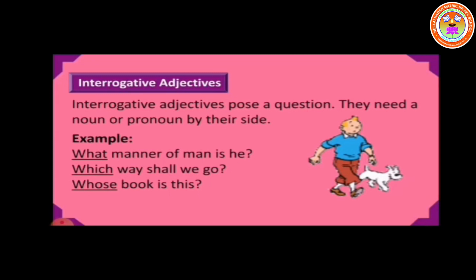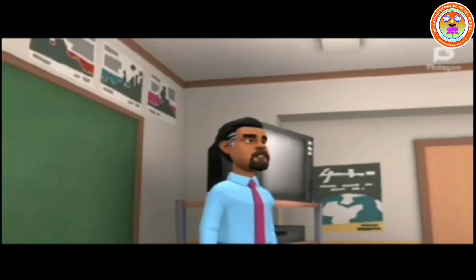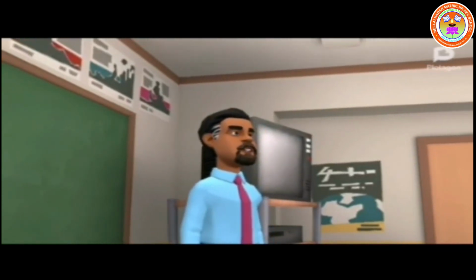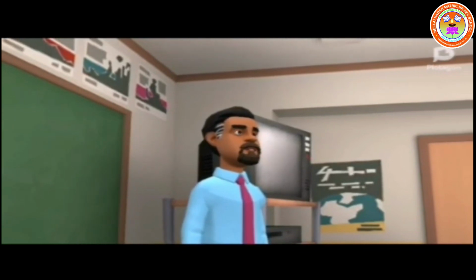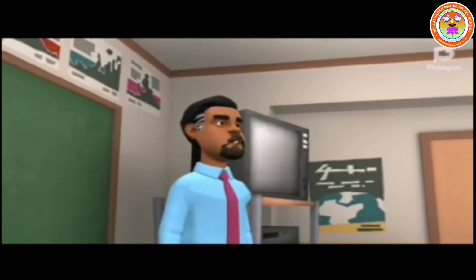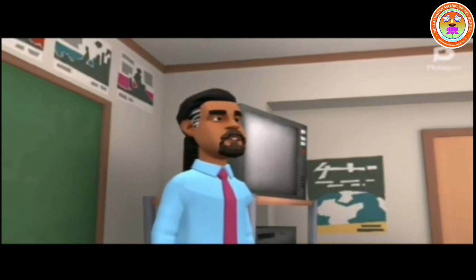Okay students, we have seen the kinds of adjective right now. We will see the degrees of comparison of adjectives. Shall we go? Adjectives in English have 3 different forms: positive, comparative, and superlative. What do these forms mean? The positive form is the basic form of the adjective. An example is the adjective red.